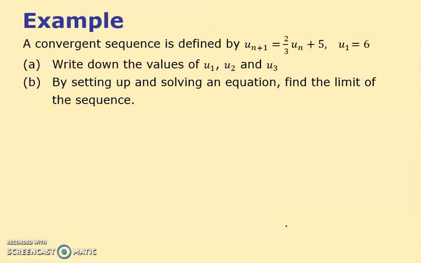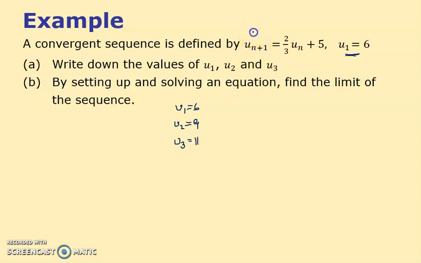Last question here. Write down the values of u1, u2. Your u1 equals 6. Tells me that in the question. u2, it says 2/3 of that, which is 4, plus 5 is 9. u3, 2/3 of 9 is 6, plus 5 is 11. And by setting up an equation, find the limit.